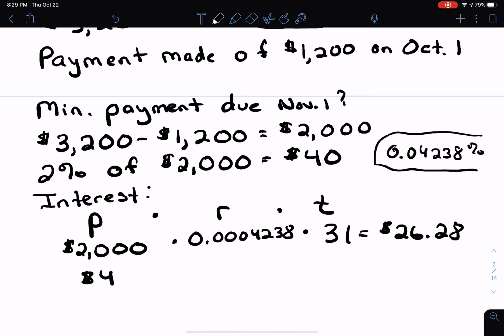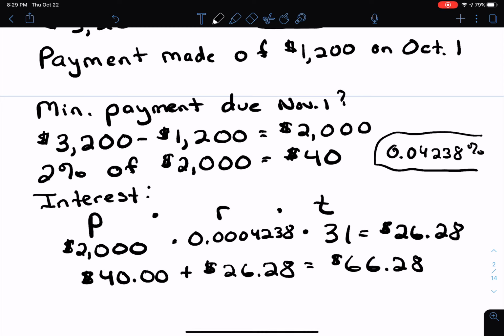So the $40, which was that 2% of the principal carried across that time period, plus the $26.28 for the interest, means that the minimum payment is going to be $66.28, but they usually round it up and say $67. So that would be the minimum payment due. I would hope she'd be able to pay more than that, to avoid paying too much more in interest.